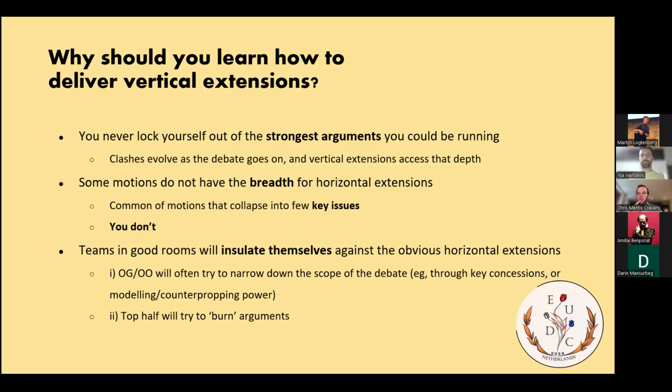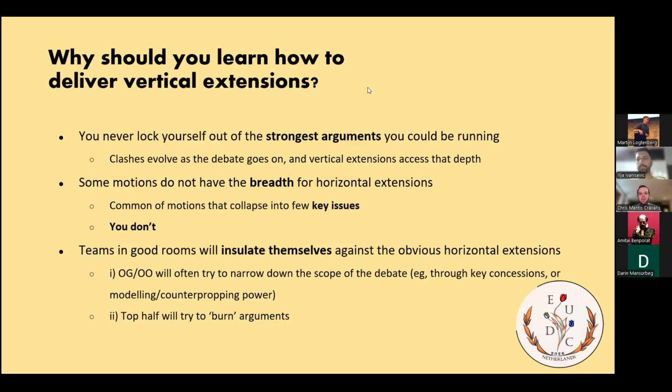But as the rooms get harder, teams start insulating themselves against back half because they know what you're going to try to do. And opening government and opening opposition can think of ways to try to thwart you before top half even finishes. So this will either look like opening teams narrowing down the debate using like the modeling power or the counterprop they have. They may, for example, agree on certain key characterizations to try to make those issues off clash when back half comes around.